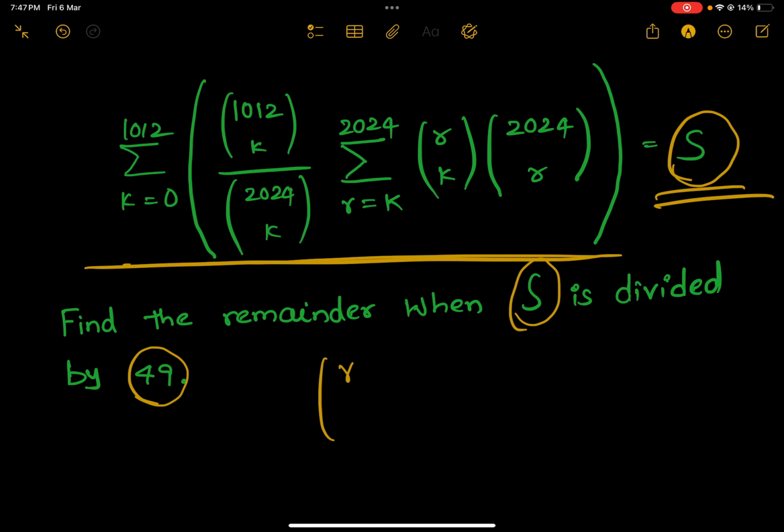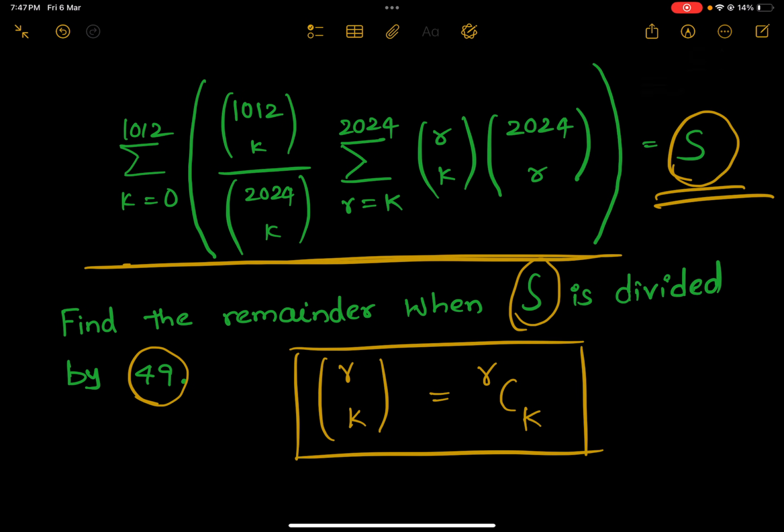As you can see, rCk is simply r choose k. Now you have to compute the value of this particular expression. This expression looks very huge, and these are the questions that really scare you during the exam. But there is nothing to be scared about in this question. It is fairly simple, but you have to make a very brilliant observation. If you're not able to make that observation, no matter how hard you try, it will not get solved.